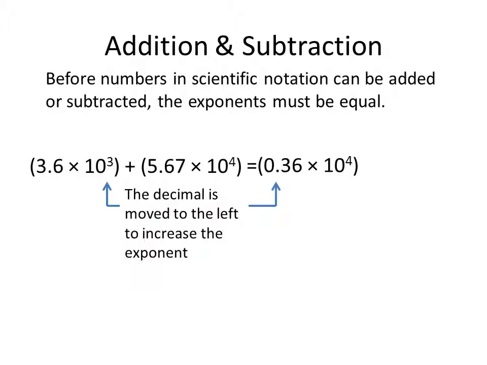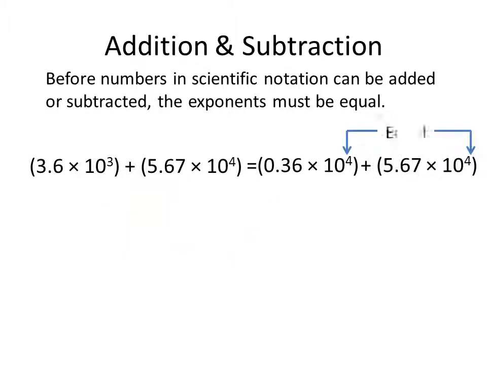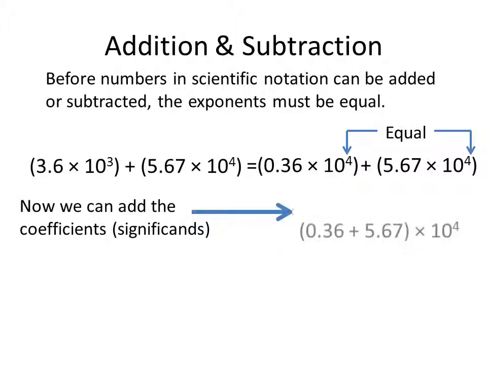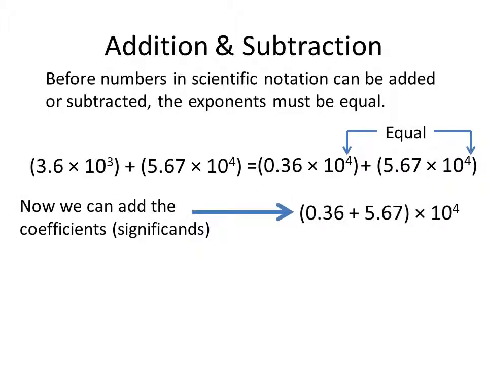Now that's not proper scientific notation, but when the powers of 10 or the exponents are the same, we can then add the first part of the number, the coefficient. So now we can add the 0.36 to the other number, the 5.67, because the powers of 10, the exponents, are equal. They're both, in this case, times 10 to the 4th power. We go on and add these together like this. We have 0.36 plus 5.67, and the powers are the same. In addition, we don't do anything with the powers. 10 to the 4th stays 10 to the 4th. We end up with 6.03 times 10 to the 4th.